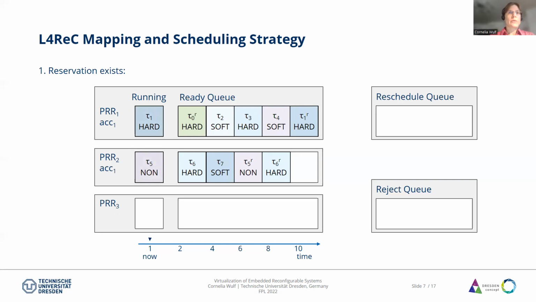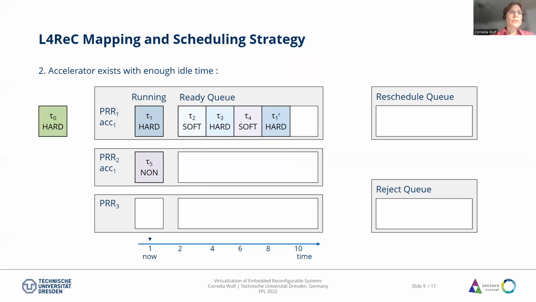We distinguish 5 scenarios. In our example, we assume that a thread requests execution at time unit 1. In the first scenario, a reservation for this thread exists. The thread instance takes the place of its reservation. In case of a periodic thread, a further reservation is added and the schedulability is tested for the ready queue. In our example, the reservation cannot be inserted at the desired time unit 10. It is pushed to the reschedule queue and will be rescheduled to PRR2.